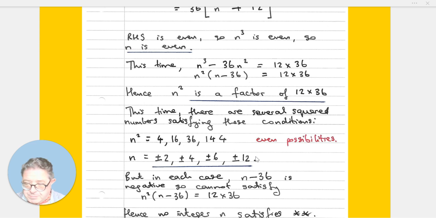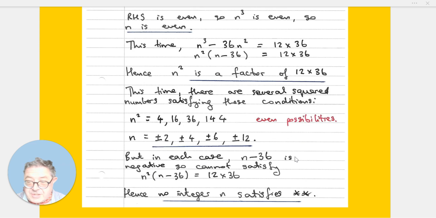Why are none of these possible? Well, going back to our expression, we have n squared times n minus 36 equals a positive number, which means n must be bigger than 36, and none of these possibilities are. So in each case, n minus 36 is negative, so can't satisfy the equation, so there's no integer satisfying the equation double star.